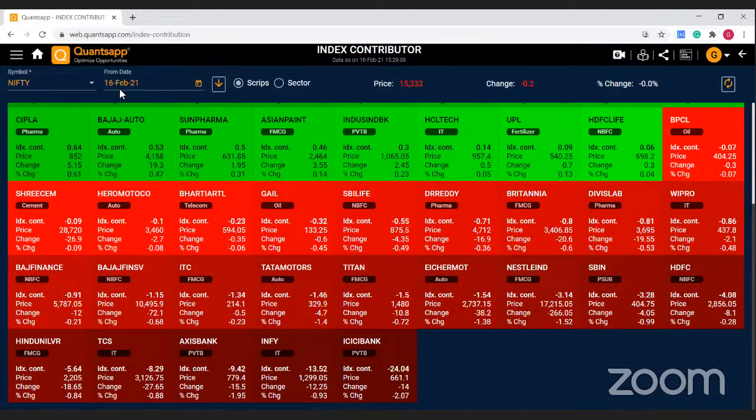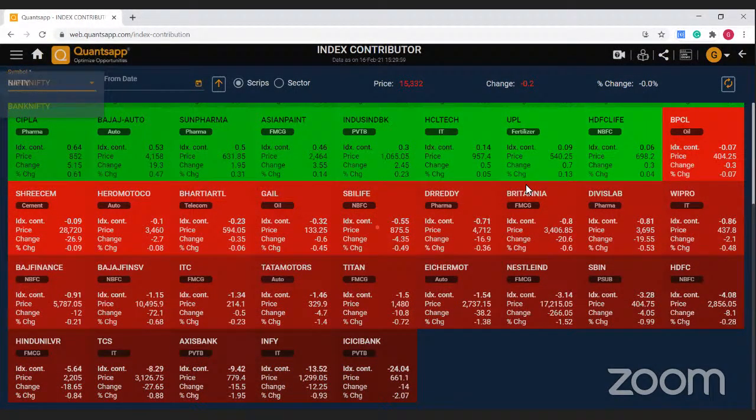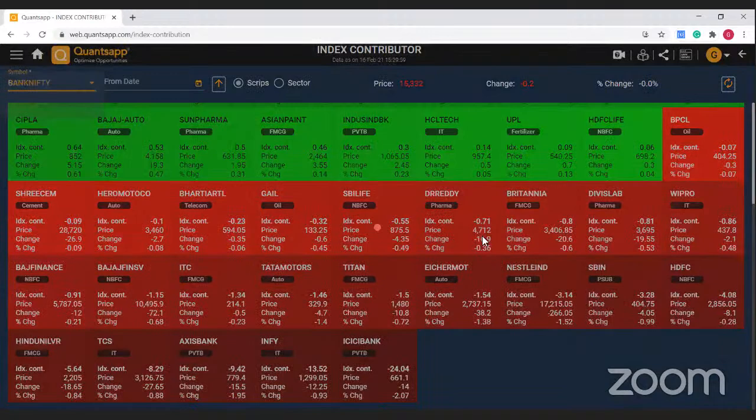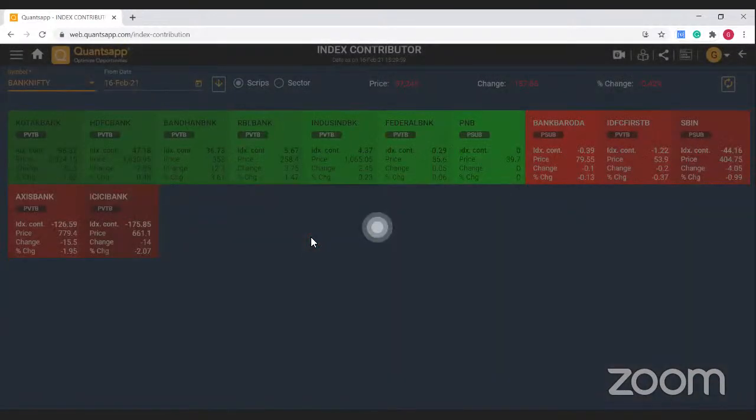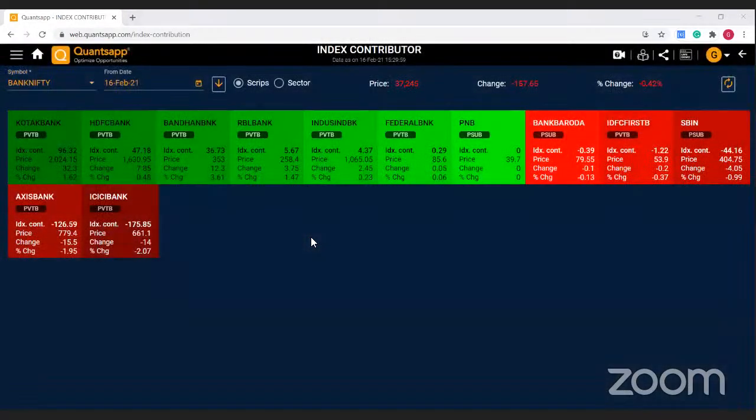You can see how much a particular stock is contributing to the index. Now coming to the Bank Nifty. Bank Nifty is a place where SDFC, ICICI Bank, or Kotak Bank sometimes lead the whole Bank Nifty. So if you see today, ICICI Bank future price was down by 2%, and you can see the contribution. It was nearly 175 points of contribution.